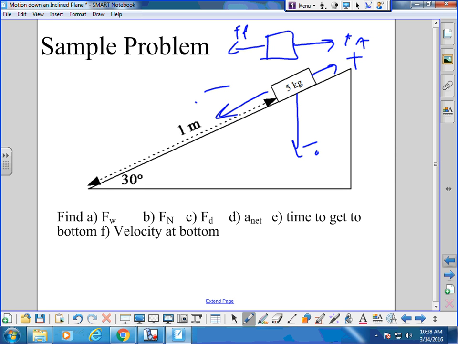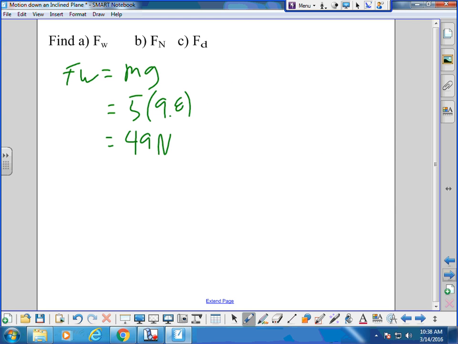So do I need to worry about that negative 9.8? The answer is no. What I really care about is how big the weight force is. What's the magnitude? In this case, I don't care what direction it is. We know it's down, but we're not going to do anything with it, right?